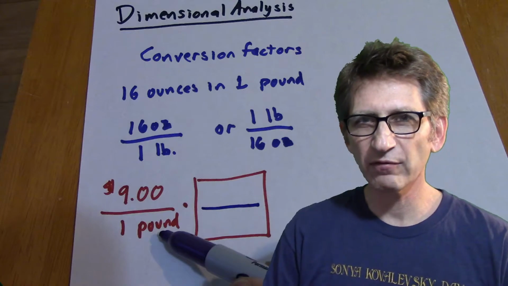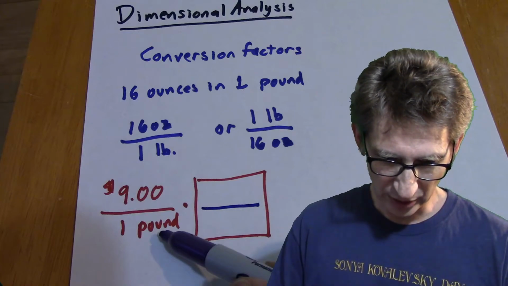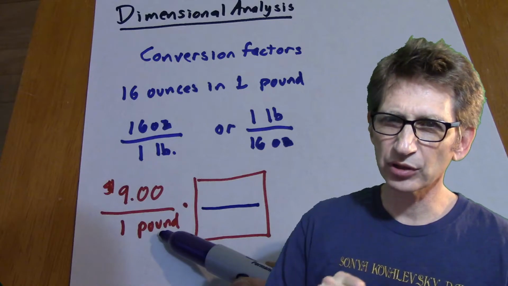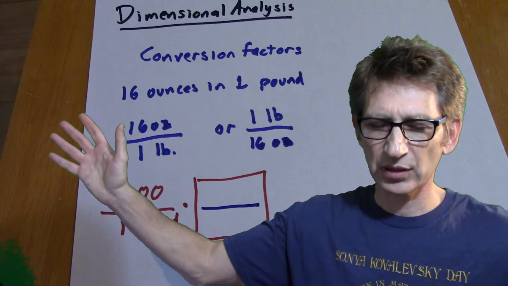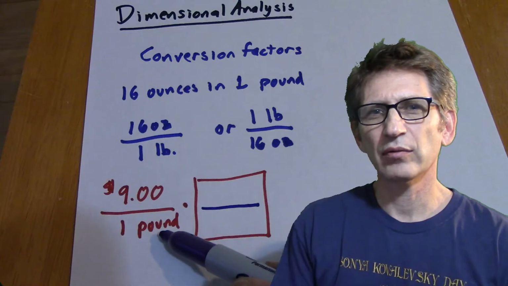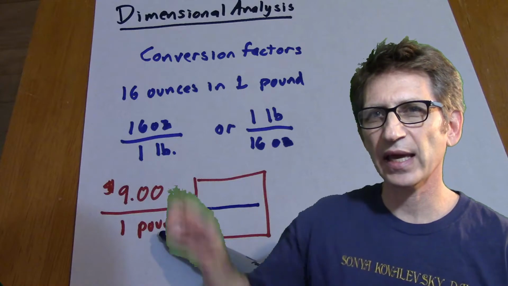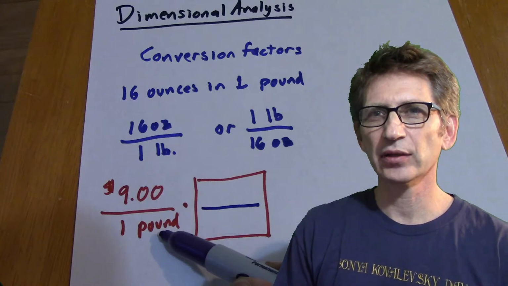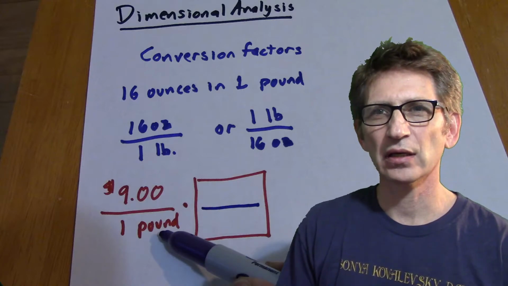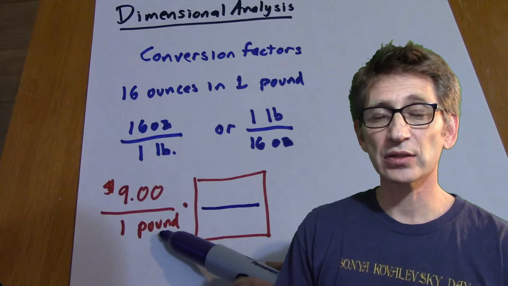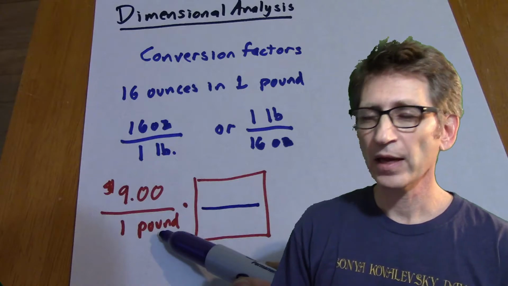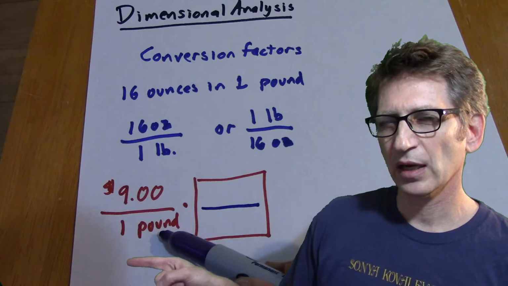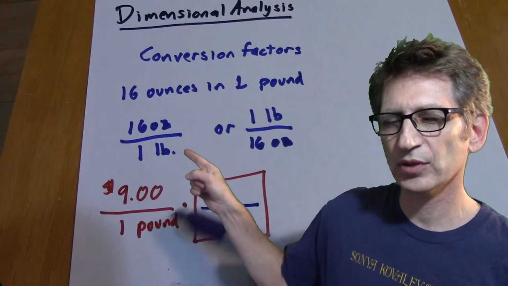So I want to get rid of pounds from this ratio. So I want pounds to cancel out. I want my pounds to go away and leave me with ounces. So if you think about when you first learned how to multiply fractions and you were canceling factors, looking for common factors in the numerator and denominator when multiplying, we're doing the same thing. We're looking for common units in the numerator and denominator. So if I have pounds in the denominator and I want to eliminate it, I want to multiply it by something with pounds in the numerator.